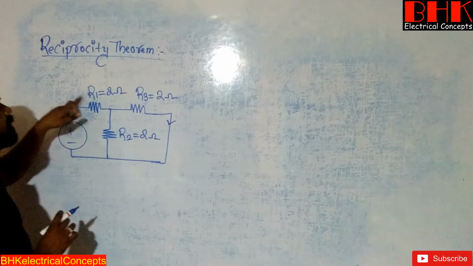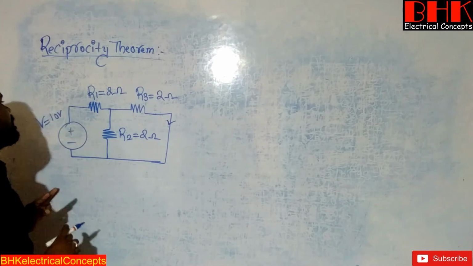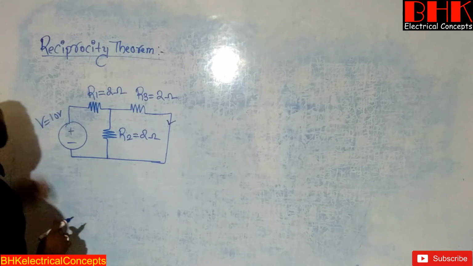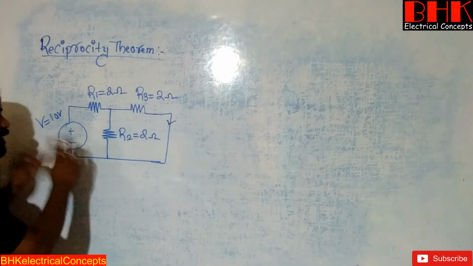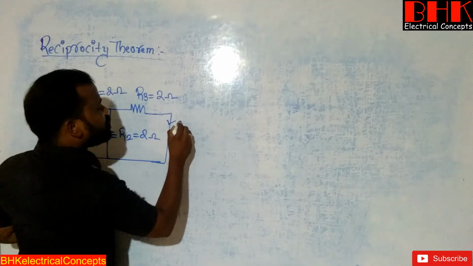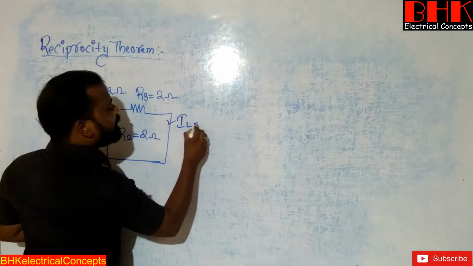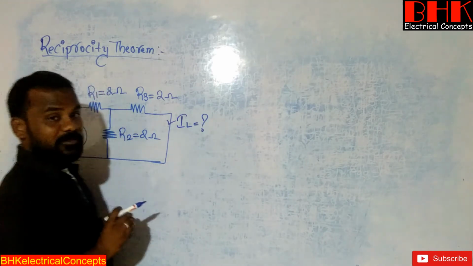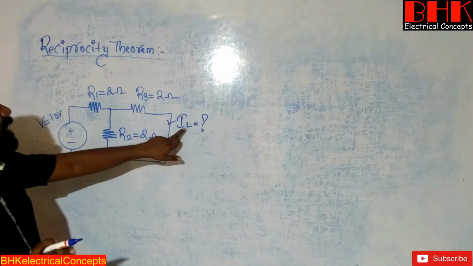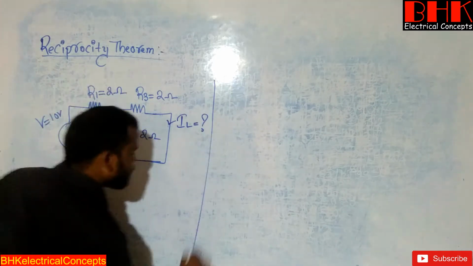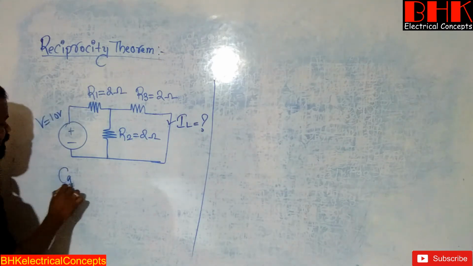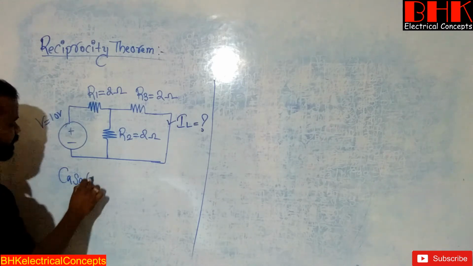Here R1, R2, R3 are three resistances having the same resistance values, and we are applying some voltage V equal to 10 volts. For this problem, the question is to find the load current. Just observe here: the question is to find the load current IL from this circuit.